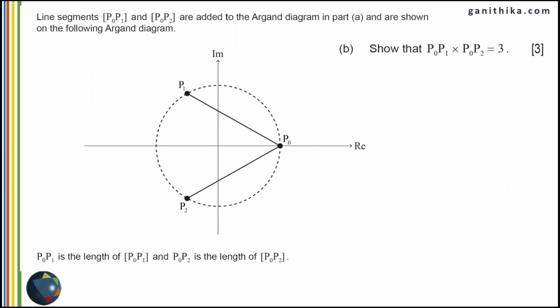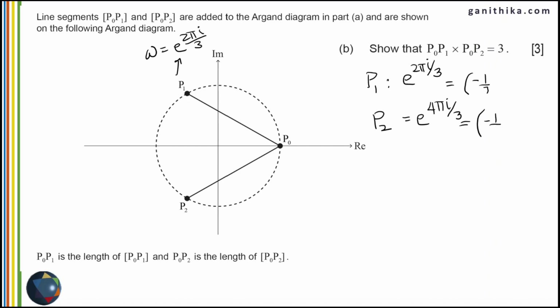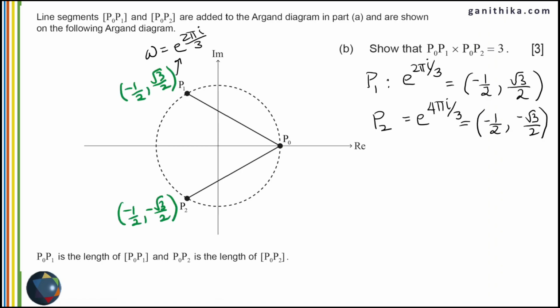Let's proceed further. There is another piece of information before question B. It says we are going to connect P0 and P1 and P0 and P2, and the lengths of P0P1 and P0P2 are given, and we know that P1 is omega, and we also considered what the coordinates of P1 and P2 are just now, and we know these are the coordinates. Let's write the coordinates here. You are given that P0P1 and P0P2 are the lengths between P0 and P1 and P0 and P2.